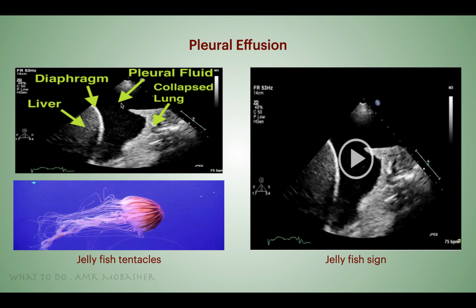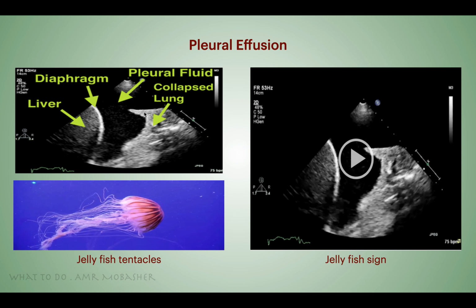Again, this is the marker, so this is the lung, diaphragm, liver, and as we mentioned in part 1, this anechoic fluid is pleural effusion. And this is the collapsed lung. So it's an anechoic space of pleural effusion compressing the lung like this.